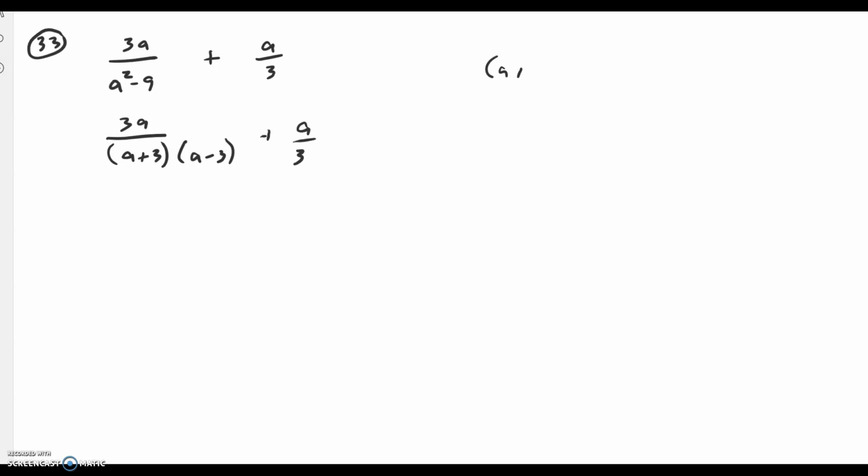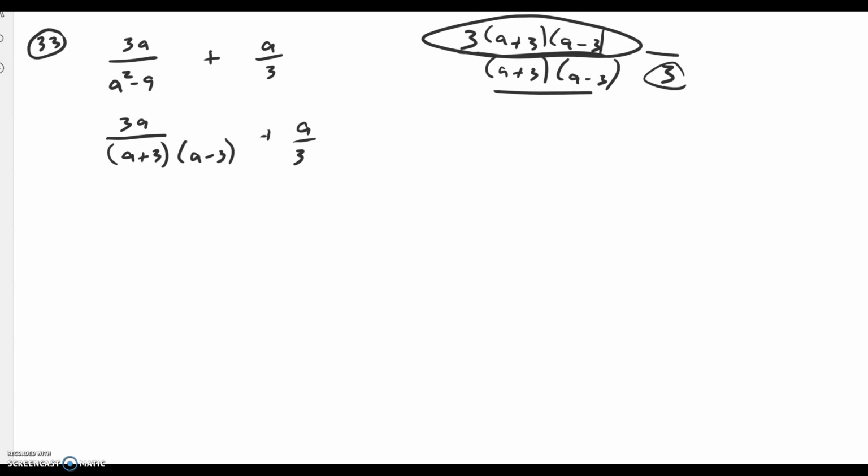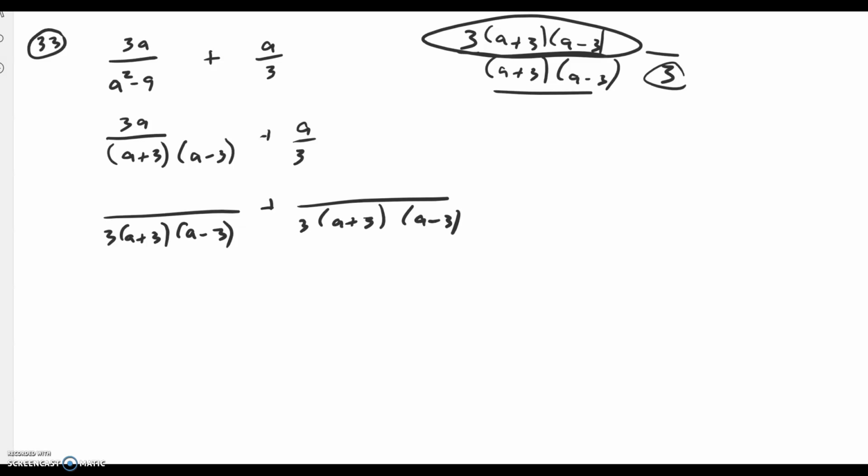So now our two denominators are this and 3, and so we need something that can cancel each of these. The something has to have an a plus 3 times an a minus 3 in order to cancel these, but it's also got to have a separate little factor of 3 to cancel this one. So this is the least common denominator, so we're going to use it. Some of these problems can get to be quite a bit of writing.